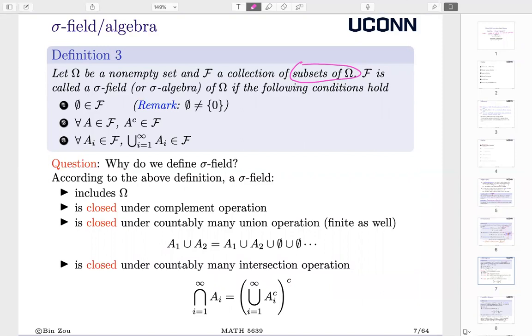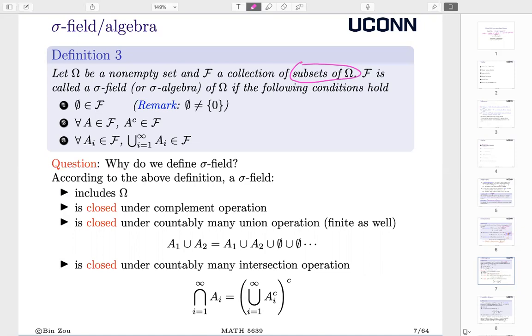So in the previous coin example, our omega has 4 results. You can take any one, that is a subset. You can take any 2, that is a subset. Any 3 is a subset. All of them is also a subset. Now, when we are trying to form a sigma field, it is a collection of subsets. So it's actually a set of sets.